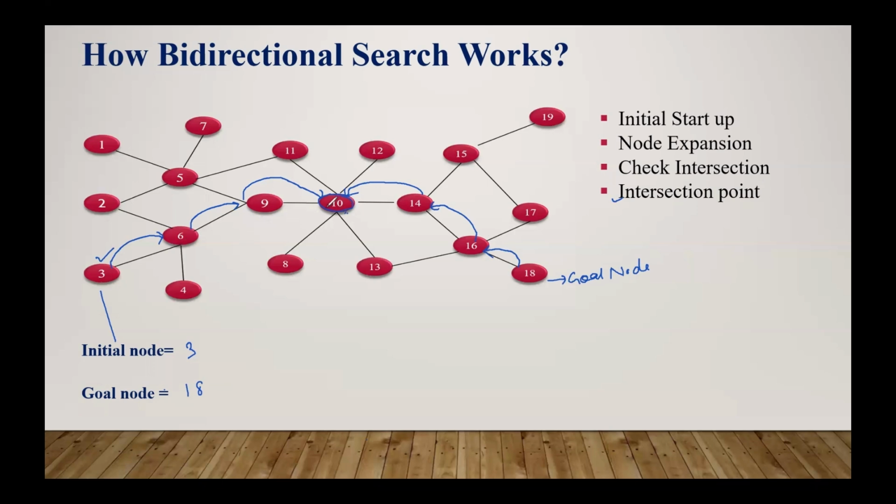Then how do we get the path to the goal? We start from this, our forward direction, and this, our backward direction search. So what is the path right now? The path is 3 to 6, then 6 to 9, then 9 to 10, then from the intersection to the goal node, 10 to 14, then 14 to 16, then 16 to 18.